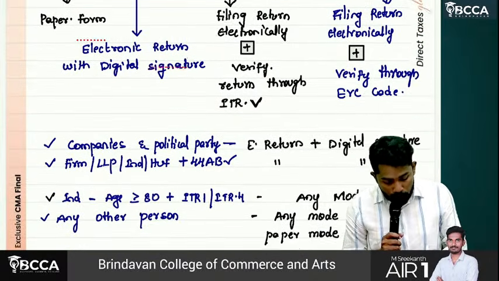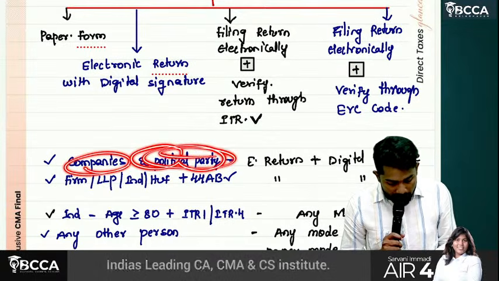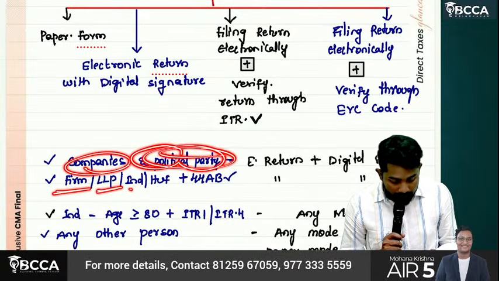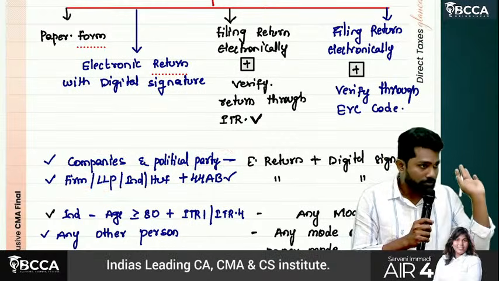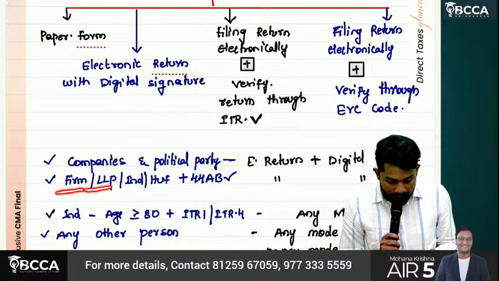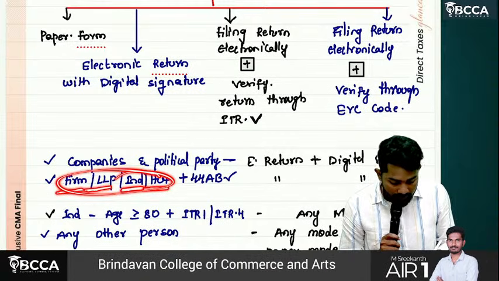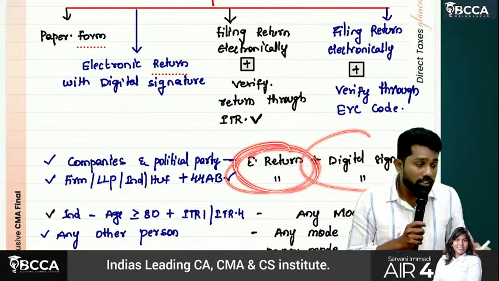So for whom is DSC needed? For companies, political parties, firm, LLP, individual and HUF. Sir, companies and political parties, irrespective of audit, they have to attach digital signature. But for firm, LLP, individual, HUF, only when tax audit is applicable, they should file e-return along with digital signature.